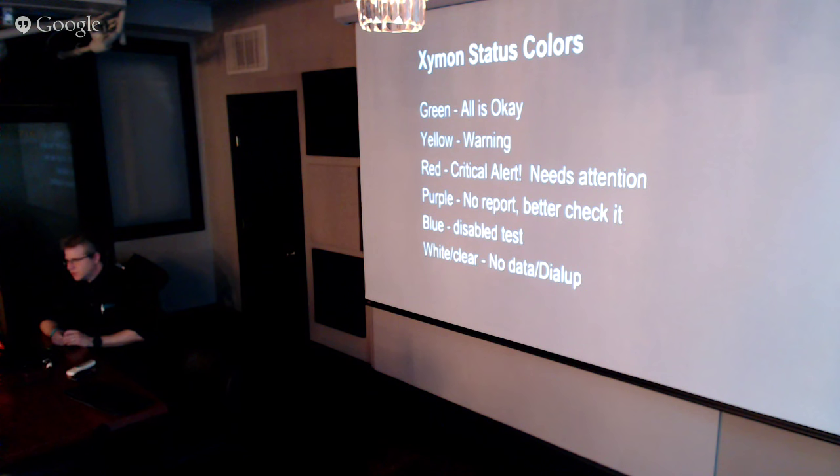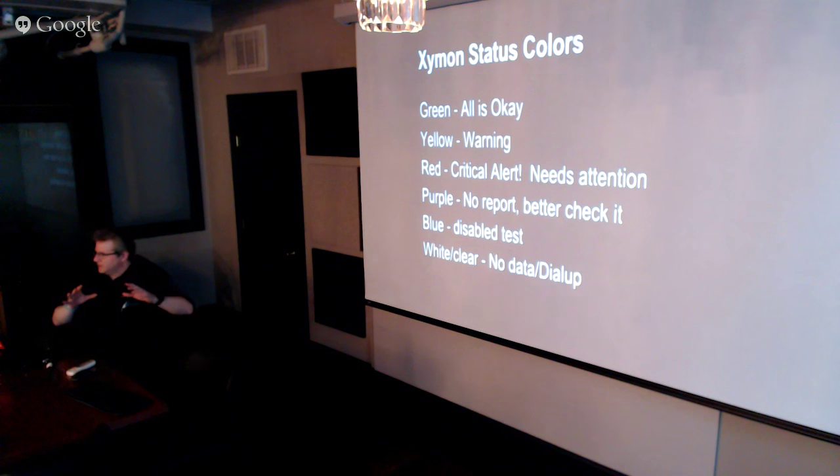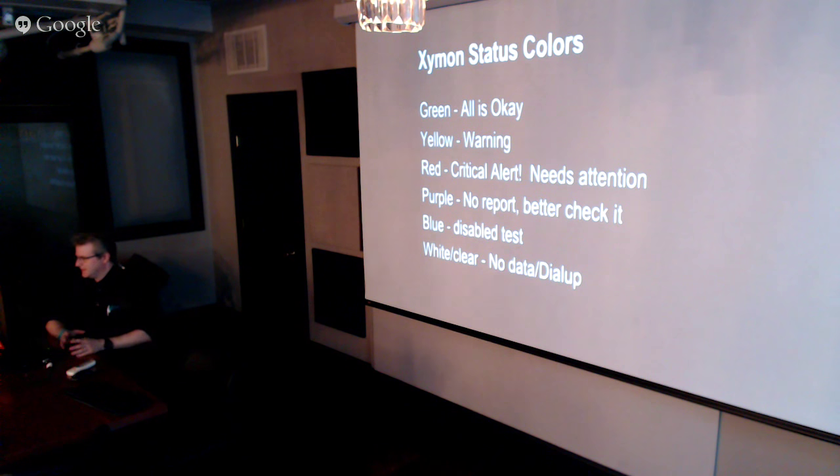Purple. There is no report from that test. You should probably check out why. And this happens typically if you've rebooted a system and Xymon is not set to start automatically, and you come back a day later and it's like, what happened? Well, the client needs to be running. Blue shows up for disabled tests, and white is no data or clear, so to speak.